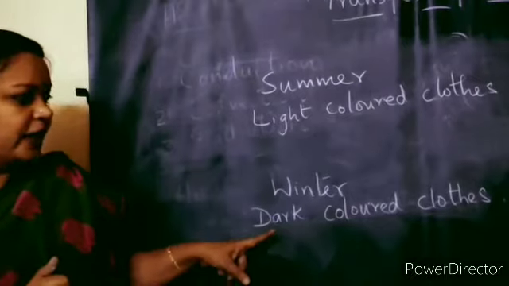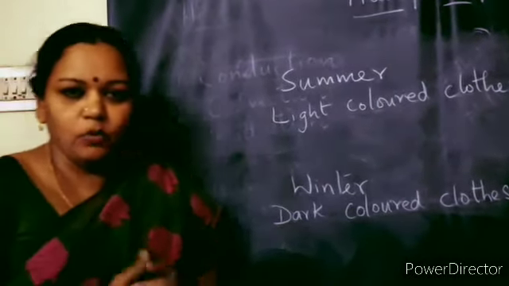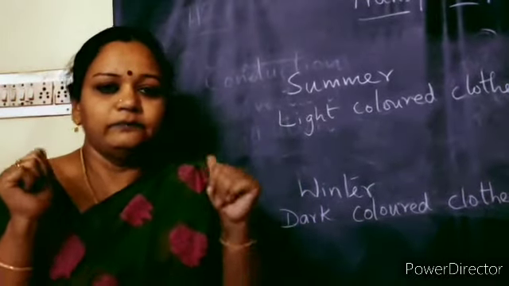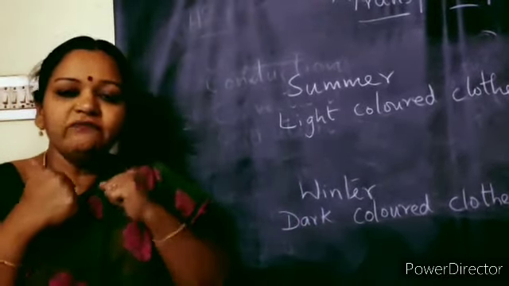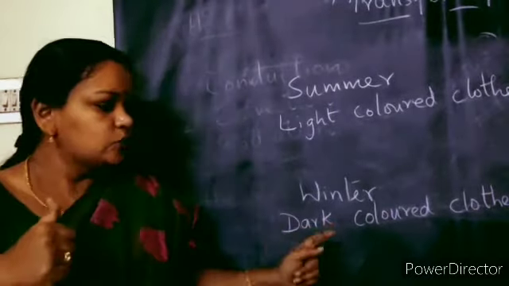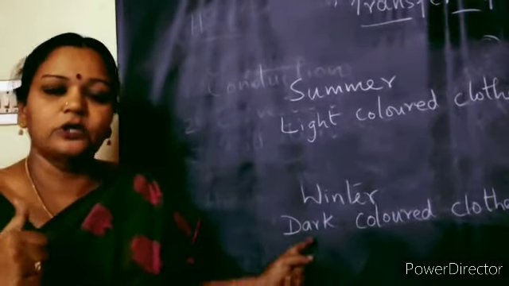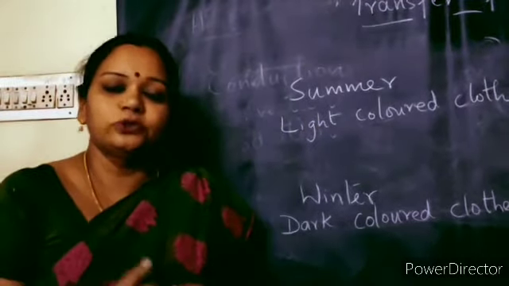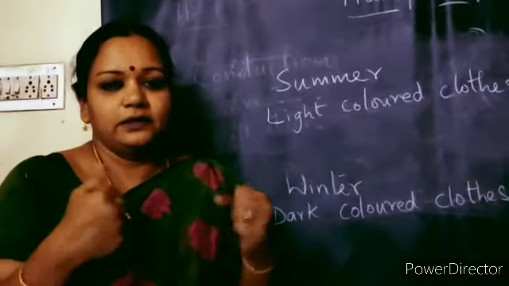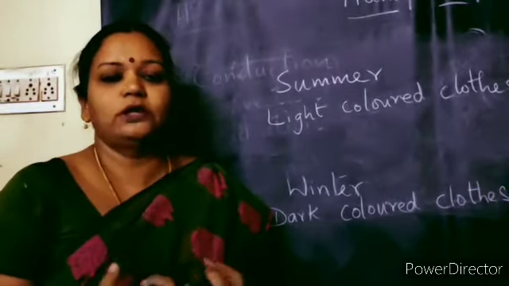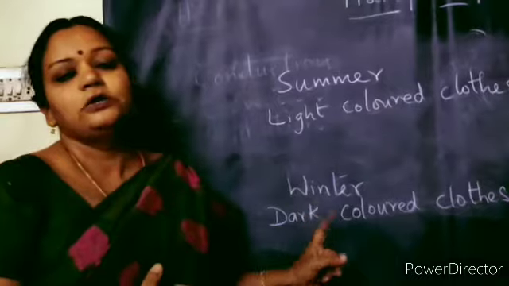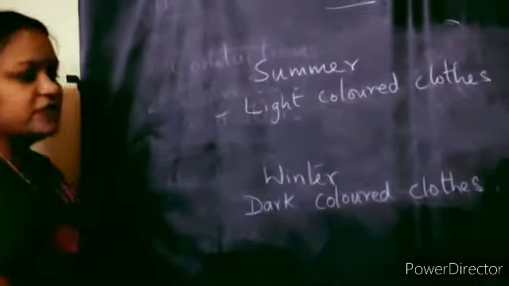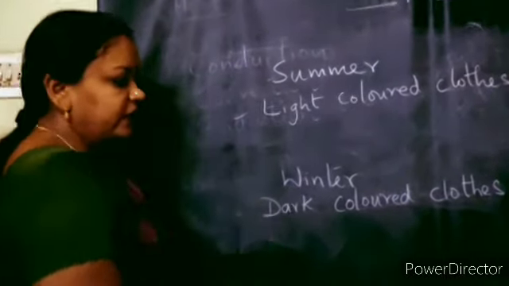On the other hand, in the winter we want more warmness because the temperature is very low and we feel very cold. So that time we want warmness to our body, so we prefer dark colored clothes. Why? Because dark colored clothes absorb more amount of heat, so that it will give you that heat by radiation. It will give you more warmness. That is why we prefer light colored clothes in the summer and dark colored clothes in the winter.